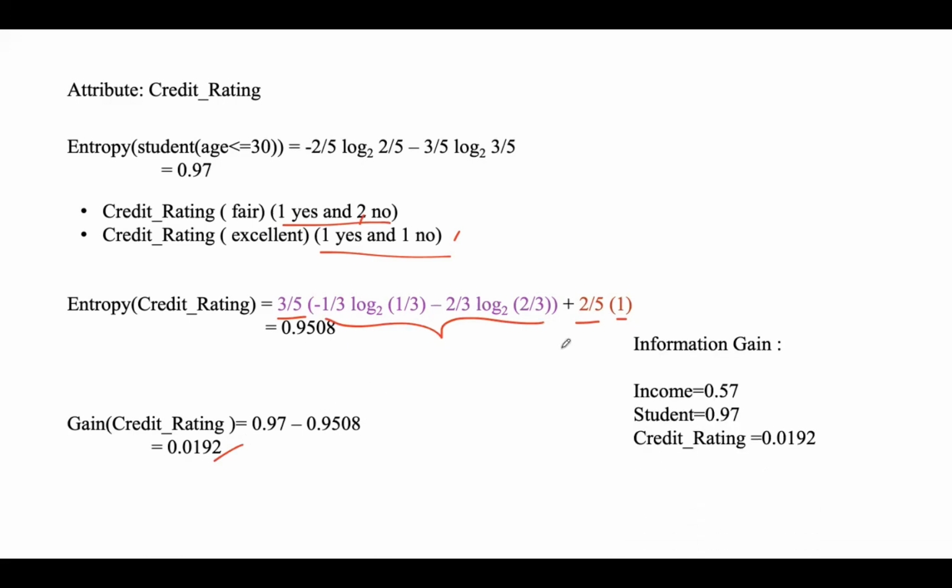So after calculating information gain for all the 3 attributes, we got information gain values like this. Out of 3, student has the higher value. So that attribute should be considered for expanding the tree.